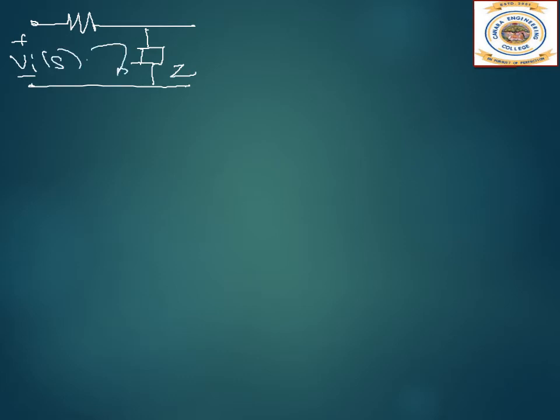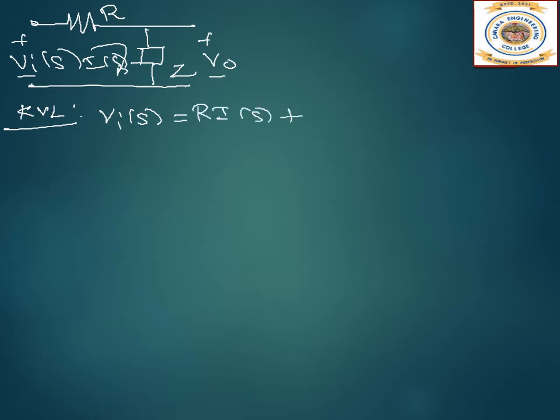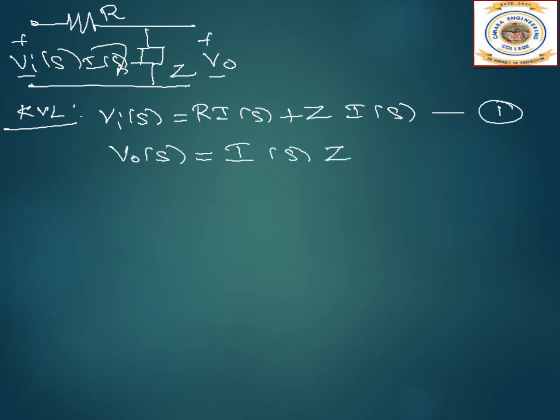So now let me draw the circuit once again to write the equations. So R, and we have Z over here, right? So plus minus Vi of S, and this is I of S, R, and this is Z, plus minus V naught. So applying KVL for this loop, Vi of S will be equal to R into I of S plus Z into I of S. This will be equation 1. So what is the output equation V naught of S? It is the drop across Z. So V naught of S is I of S into Z, equation 2.